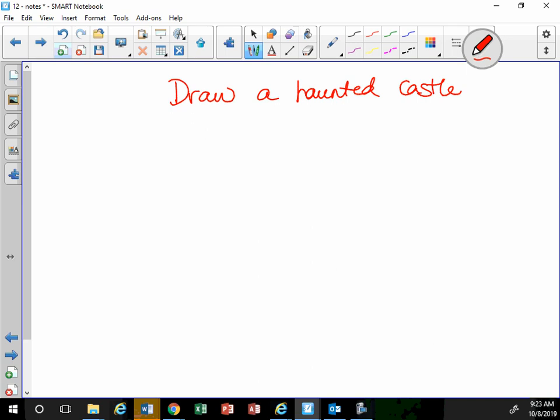Hey guys, write everybody's name from your team somewhere on your castle page. Like just in the corner, that's fine. We may use these for more than one class. We'll see. So make it a good castle.